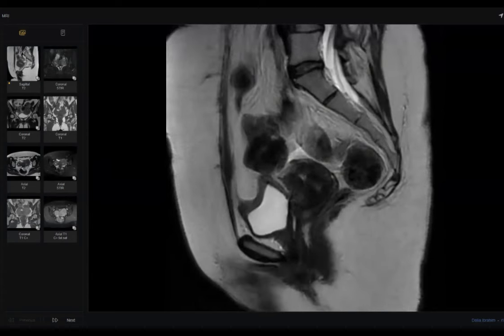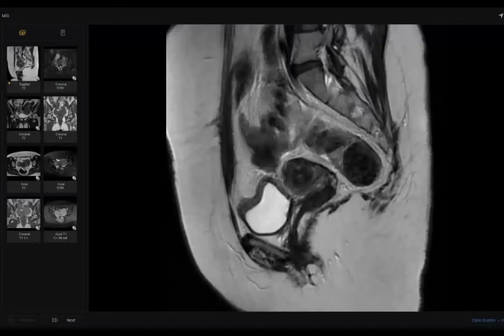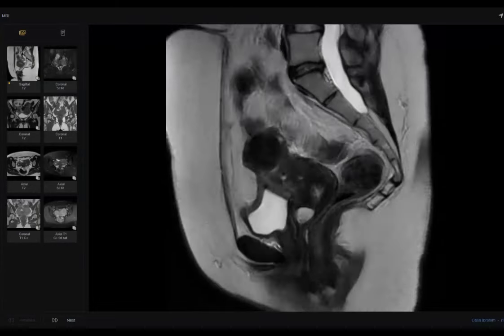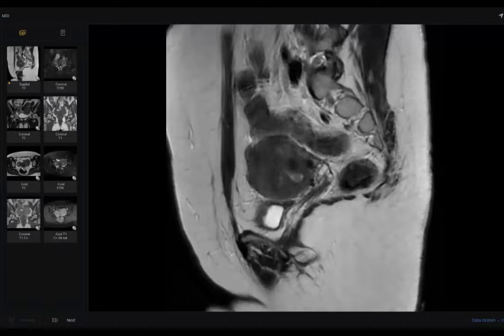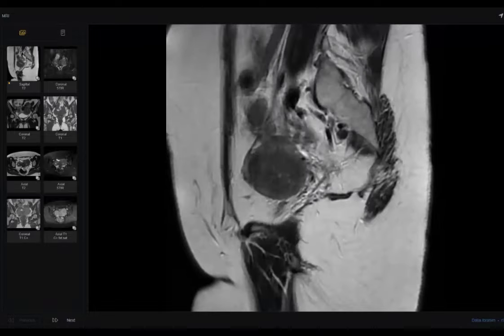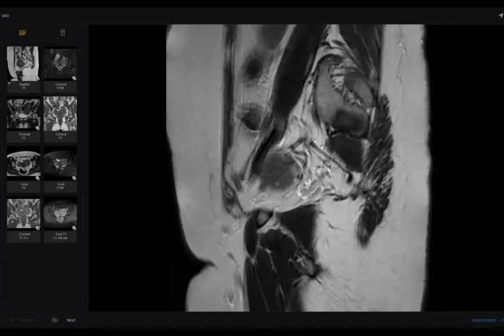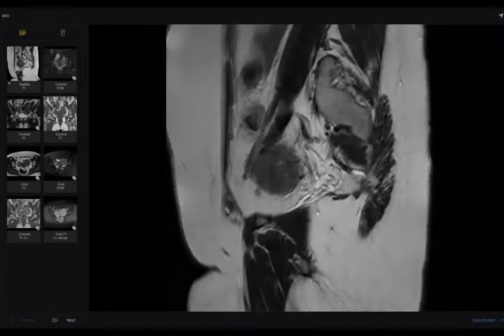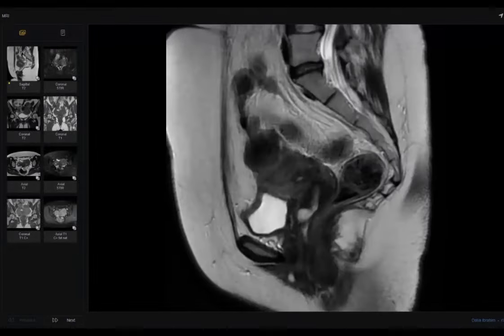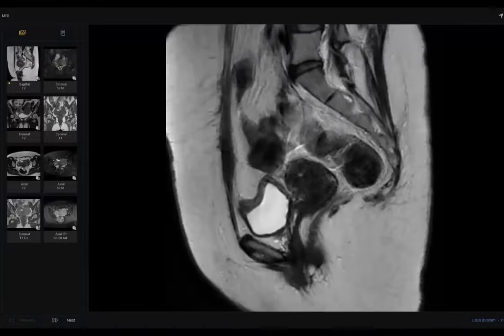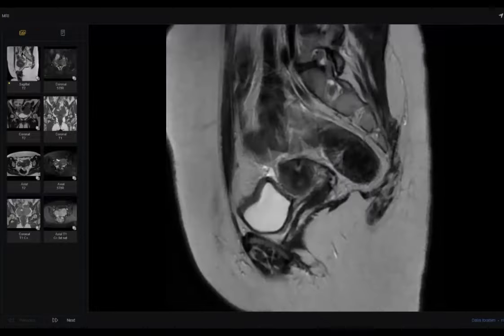Okay, so I'm presented with a T2 sagittal sequence of MRI for a 39-year-old female patient that is complaining of abnormal bleeding. I'm taking my time to examine the sequence. So there is the uterus. It appears bulky.